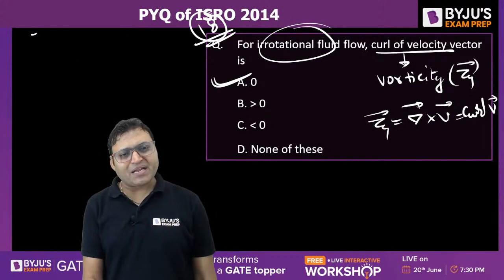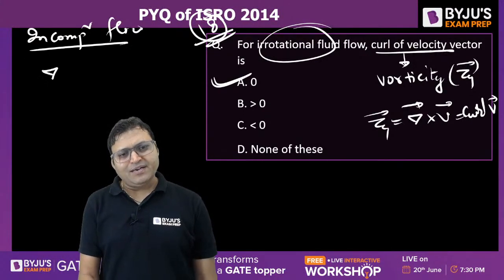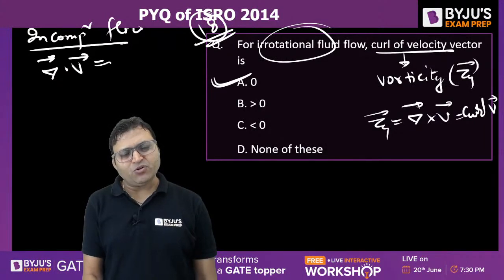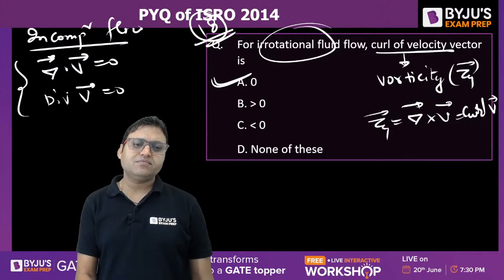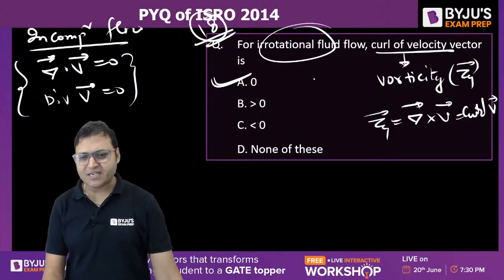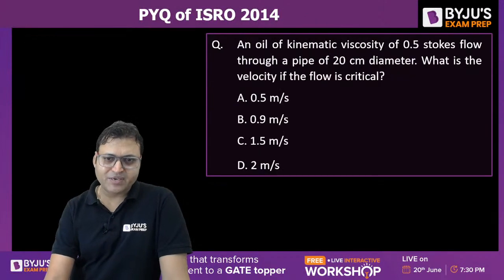And for incompressible flow, del dot V must be zero, isn't it? That is, divergence of the velocity vector must be zero. For incompressible flow, divergence of velocity must be zero. And for irrotational flow, curl of velocity must be zero.